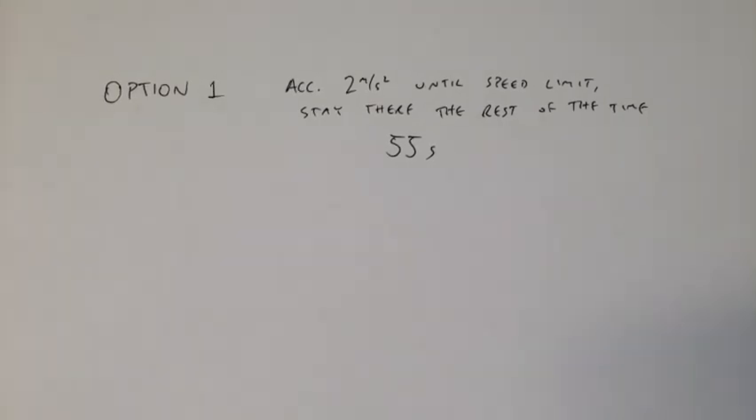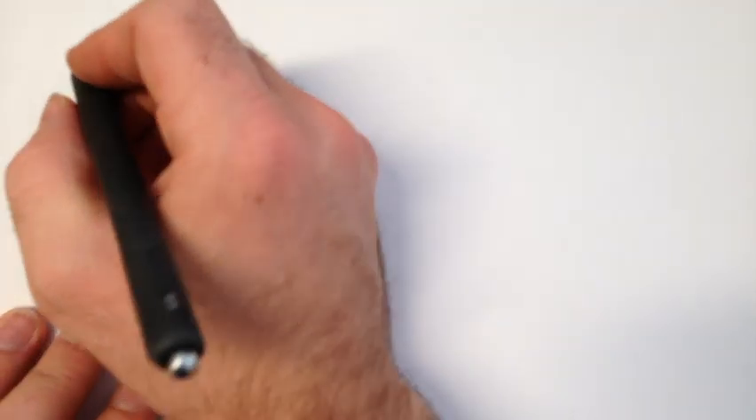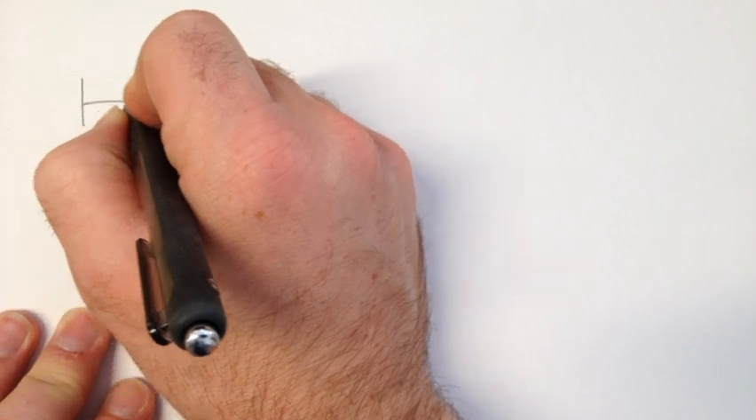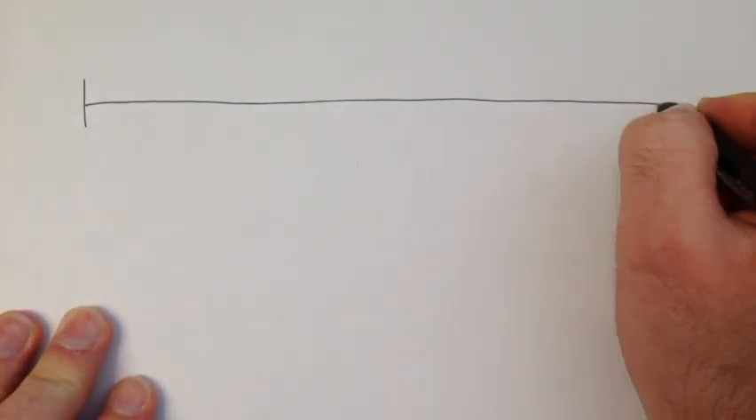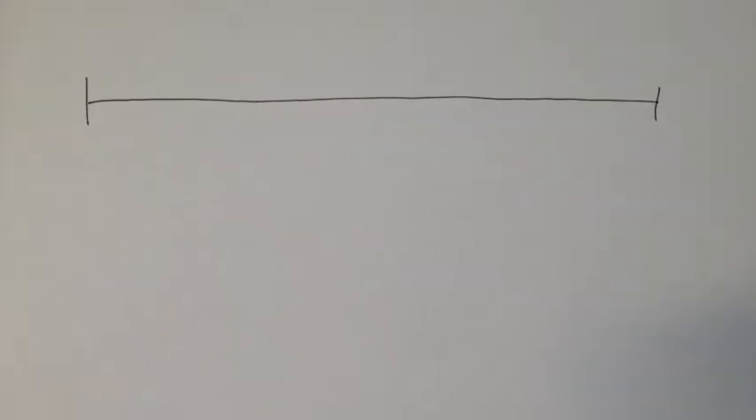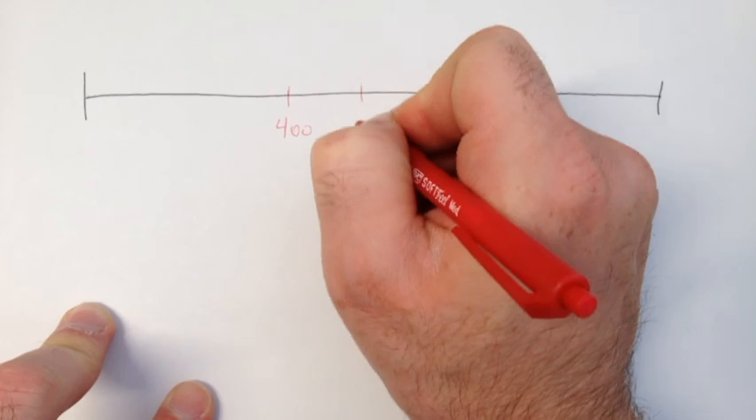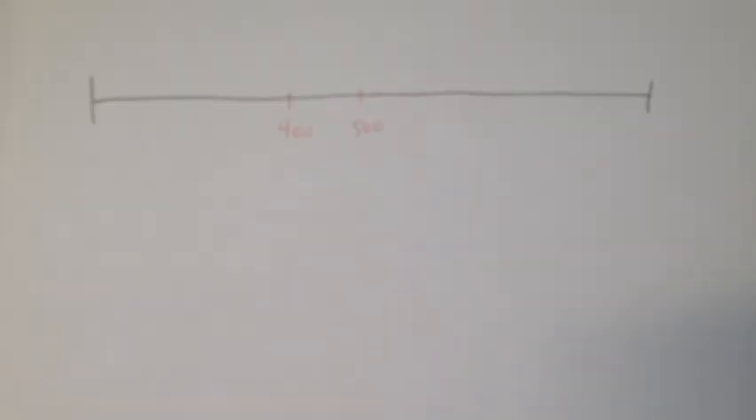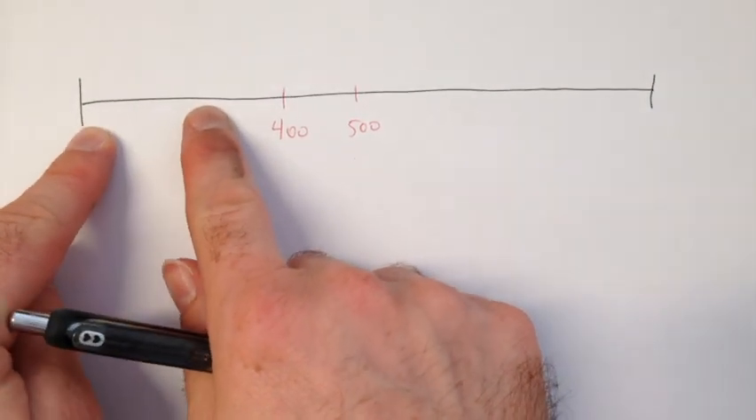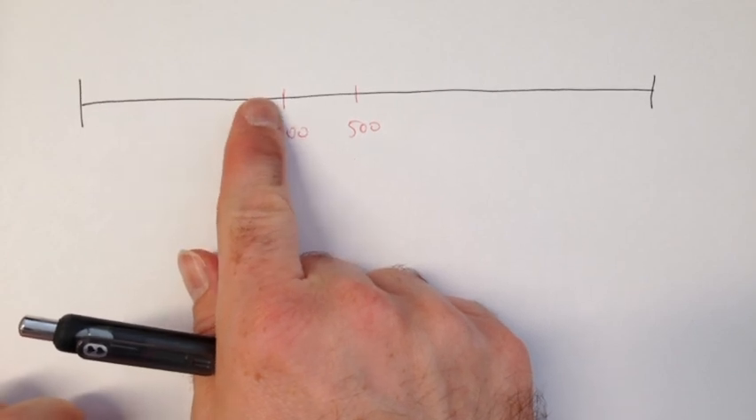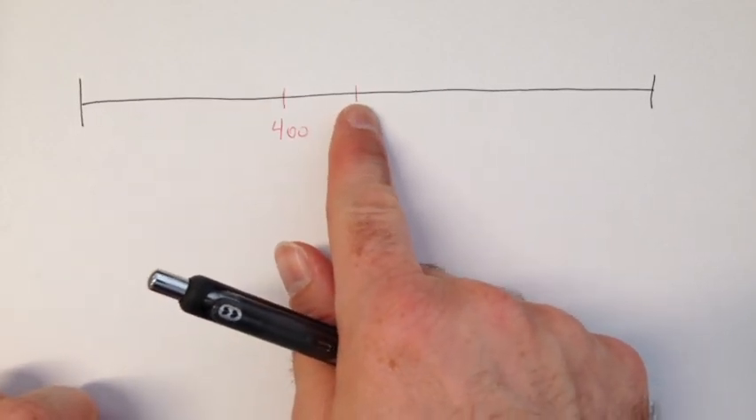Let's be a bit more adventurous. This time, I want to speed up past the speed limit and then slow down to the speed limit, you know, to look good for the cop. And then, once I pass the cop, I'll speed up again. So let me put my marks on here. It's about 400 and about 500. So here's what I'm going to do. I'm going to accelerate as hard as I can here and then slow down, stay at 20, and then I'll just speed up this whole way.